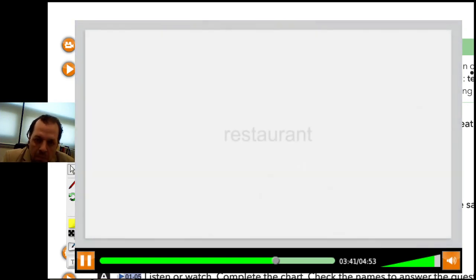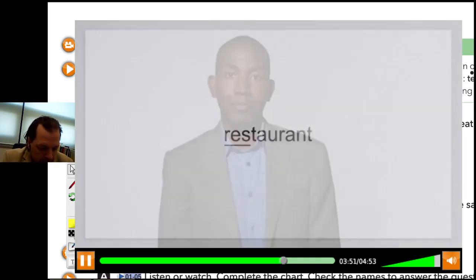Stress is an important part of the pronunciation of a word. When you learn a new word, it's a good idea to mark the stressed syllable. Look at the word restaurant. You can use a dot or underlining, or whatever works for you. Listen to these names of jobs and areas of study. Notice the stressed syllable in each word.